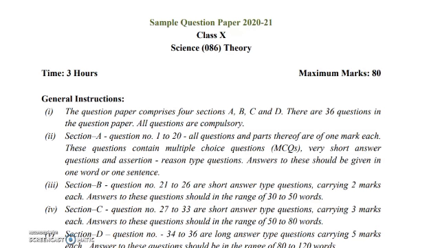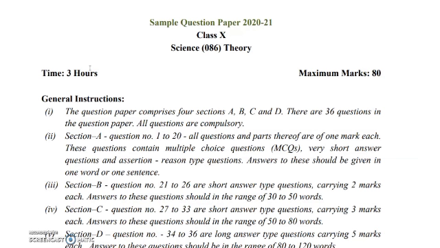Children, our class 10 science sample question paper has three portions. That is, it contains questions from the biology part, physics part, and chemistry part. The question paper is for 80 marks, that is, the maximum mark is 80, and the time given for writing the exam is 3 hours. So we'll see the general instructions.